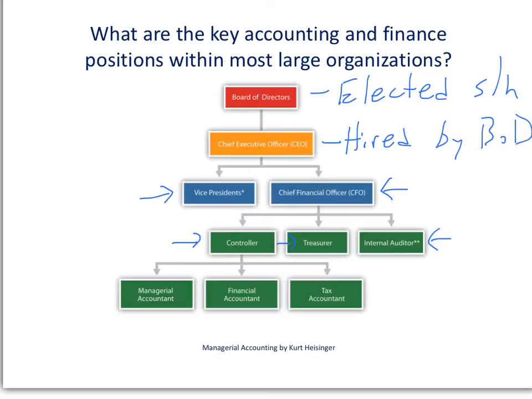So our focus is again going to be on the controller and the fact that the controller oversees the managerial accountant, which you will see at the bottom down here, the financial accountant, and the tax accountant. Most large companies have each of these positions. The financial accountants are responsible for reporting externally to outside folks like the shareholders and creditors. The tax accountant is responsible for developing strategies related to taxes and, of course, making sure that the proper tax forms are filled out and submitted.